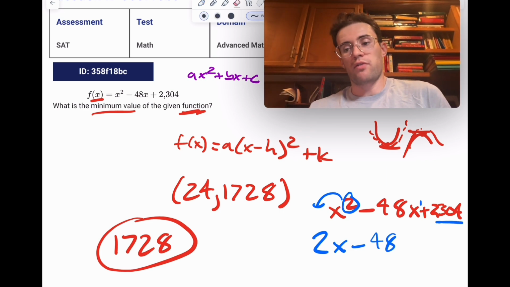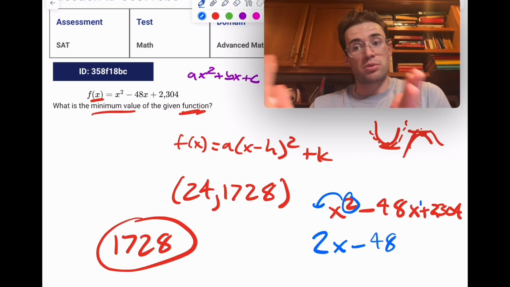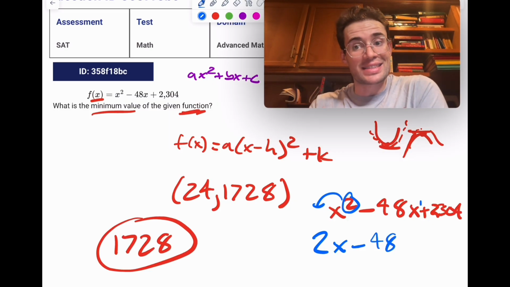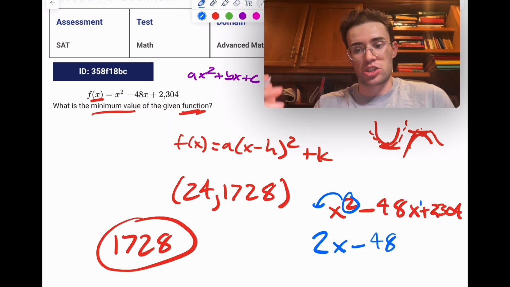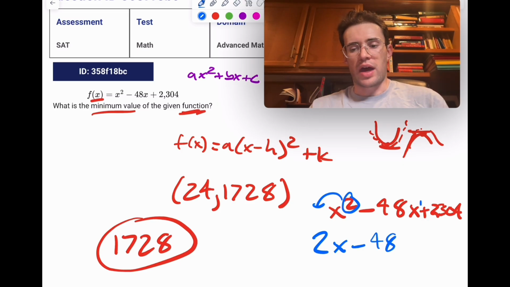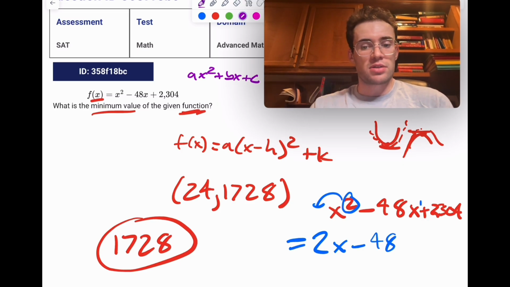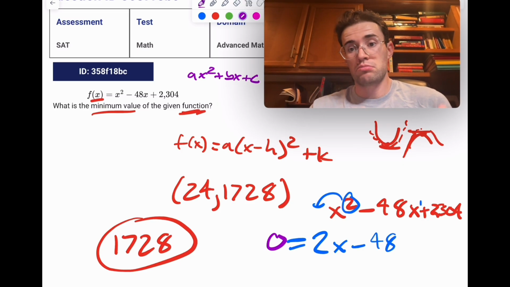Same thing, 2304, it's not moving, it's always staying at 2304. That's the set value, it's a constant value. Constant means it's not changing. All right, so this is the derivative of that. And again, we just set that derivative equal to 0 because at a minimum or maximum, the rate of change is 0. So 0 equals 2x minus 48.